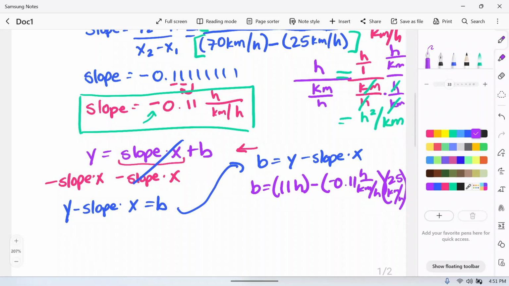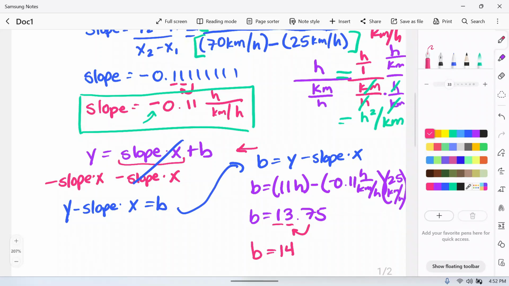So then I'm going to do my calculation. I'm going to plug this in the calculator. I am going to get 11 minus a negative 0.11 times 25. And that gives me 13.75. But as we did up here, we used two significant figures because that's the smaller number of significant figures we have in this problem. So I'm going to count from the left, 1, 2, and I'm using the number to the right to round up. So 13.75 becomes 14.